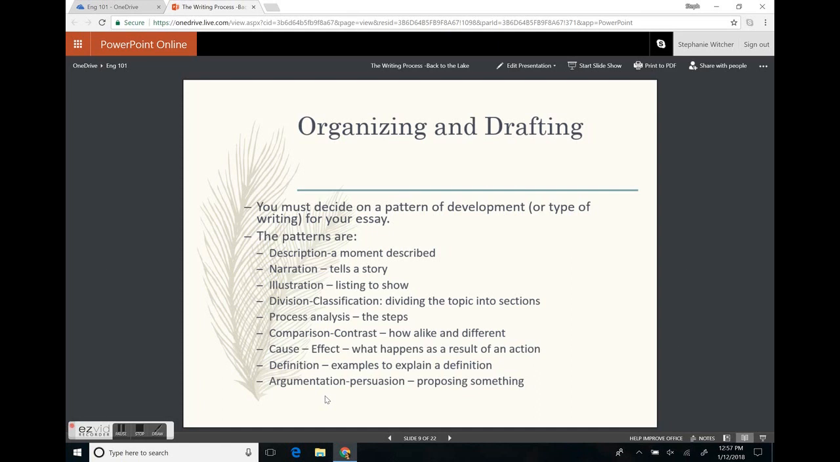Typically, I will give you these. In fact, these are the patterns of development that this class will use. So the way I structure this class is each week we will cover one of these patterns of development.